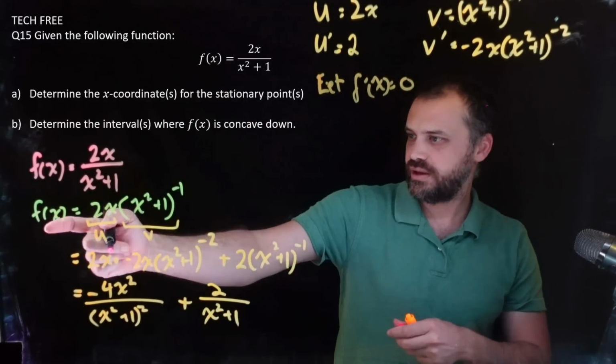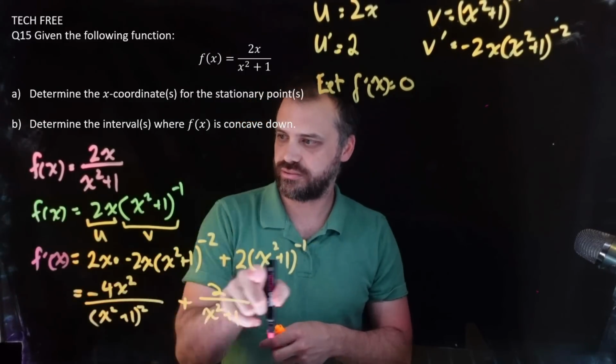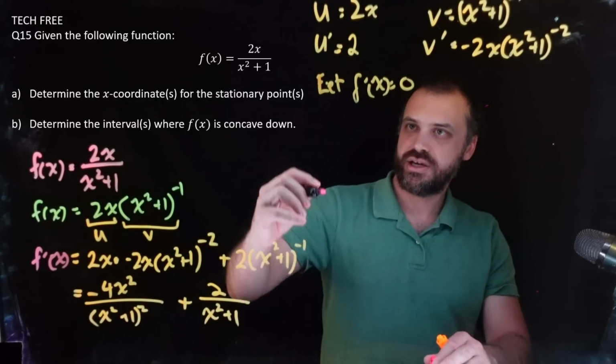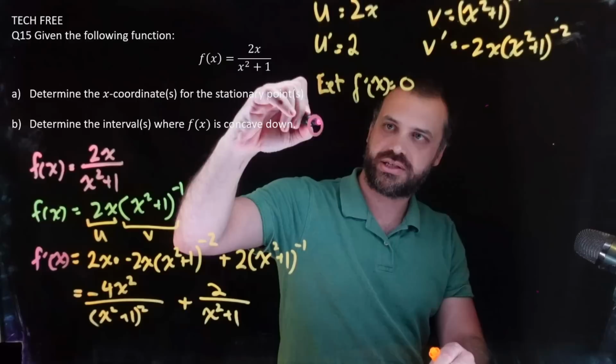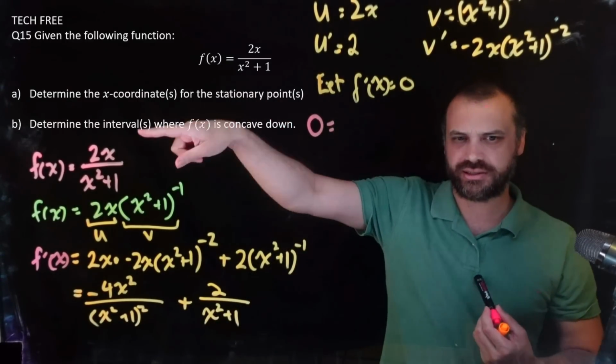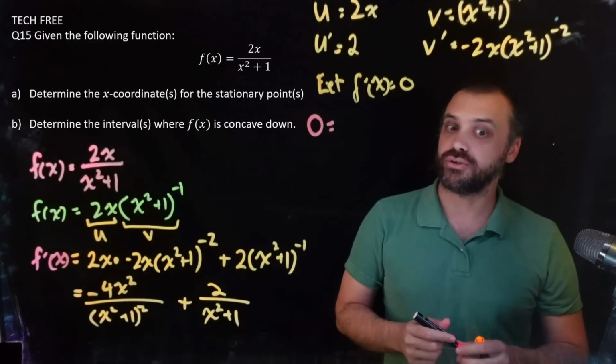So f dash of x, this is f dash of x right here, right? That's where f dash of x began. This is where I've finished up with f dash of x. So I'm saying f dash of x, 0 equals this. And I'm looking ahead a little bit. I feel like it is going to be easier if I turn this into a single fraction.